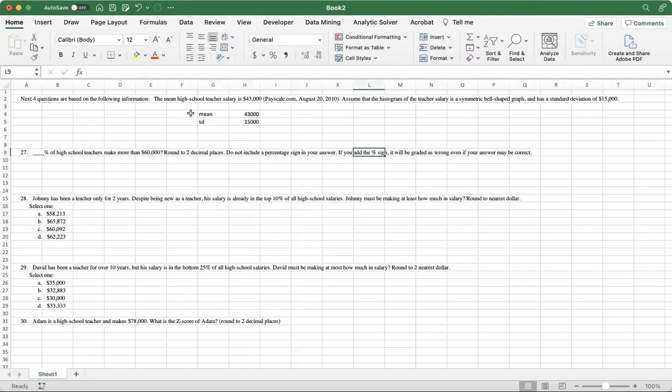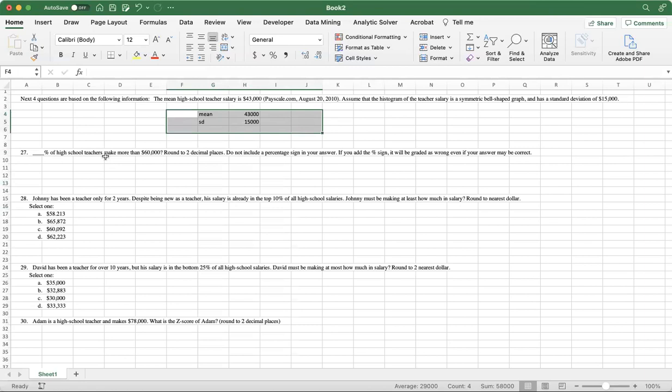Now that we have everything written out, which I think is the first thing you should do when approaching any problem, write everything you have out. Now we can move on to the actual question. So number 27 is saying they want to know what % of high school teachers make more than 60,000. So the key word here is more than.